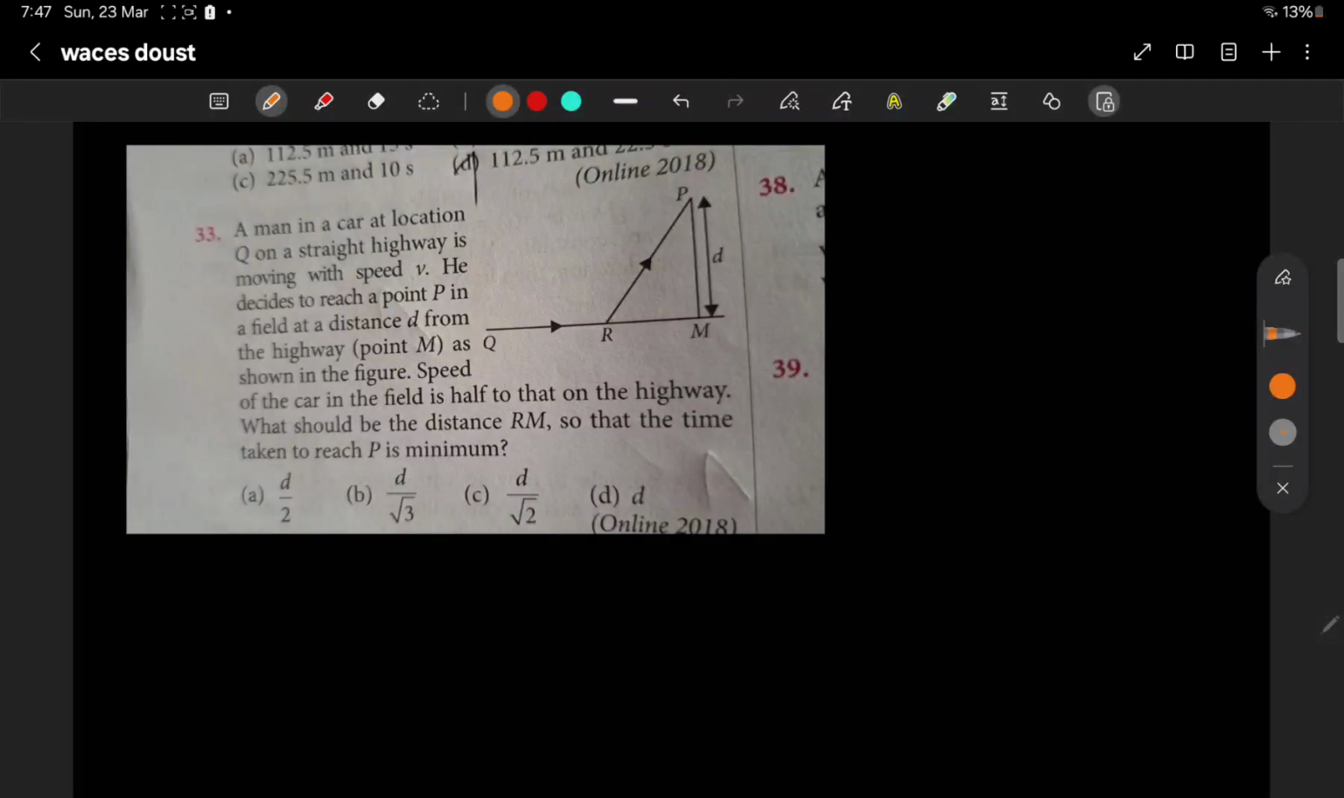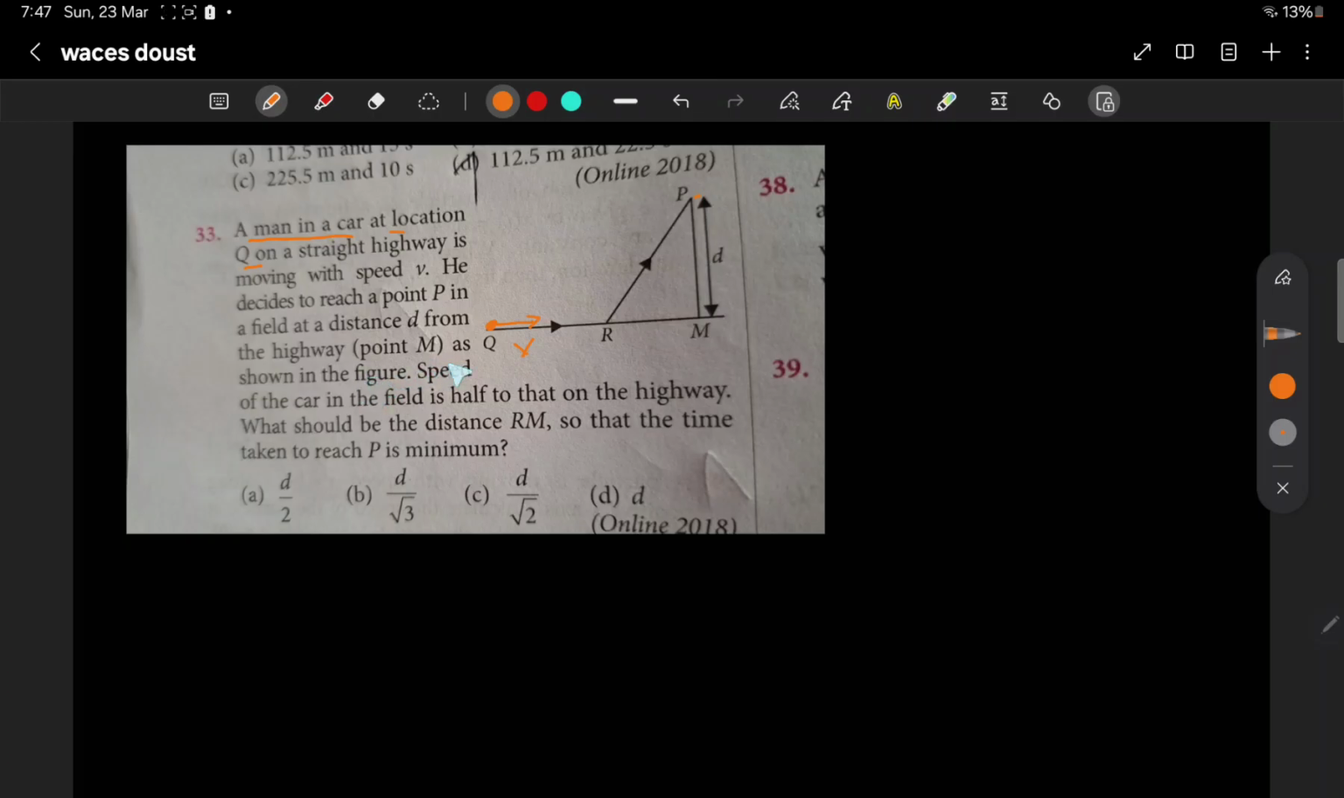Okay, so in this question, what is given? A man is in a car at a location Q. Okay, he is moving with a speed of v, and he decides to reach a point P in a field at a distance of d from the highway. Okay, so this is that point P. Here is the field, here is the road. Let's say he is going to drive a car through a field.